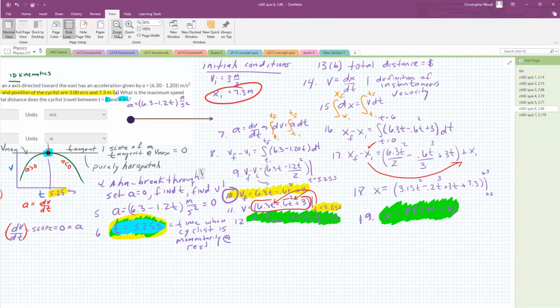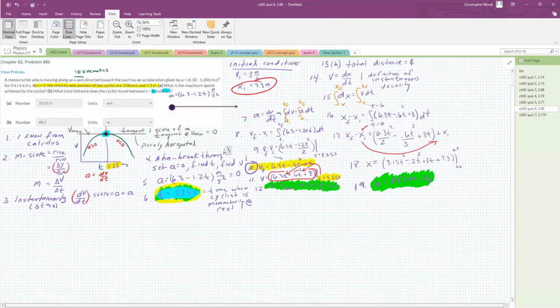Why did you change the 0 to 6 to 6.5 and 0.5? In number 18, the very last thing that you have written. Maybe I can't read those right, but what are those numbers? Like right here. Yeah, that's 0 seconds and that's 6 seconds. Oh, it's the boundary conditions. Right.